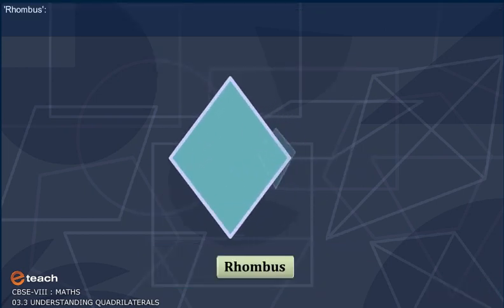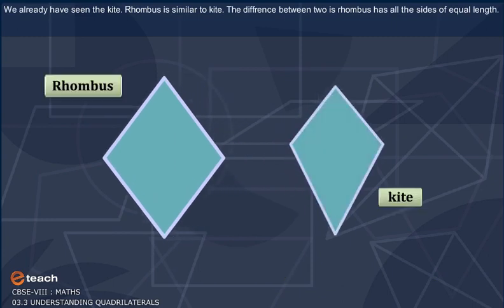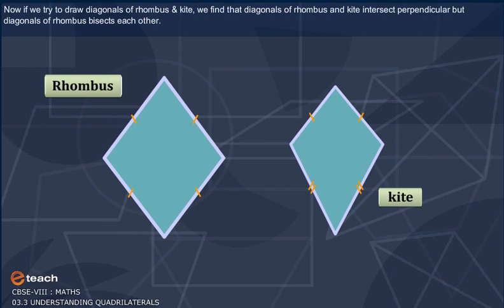Rhombus. We have already seen the kite. A rhombus is similar to the kite. The difference between the two is that a rhombus has all the sides of equal length. Now, if we try to draw diagonals of a rhombus and a kite, we find that the diagonals of both intersect perpendicularly, but the diagonals of a rhombus bisect each other.